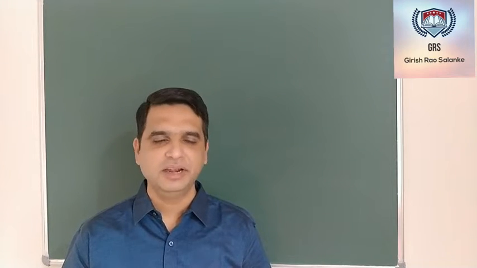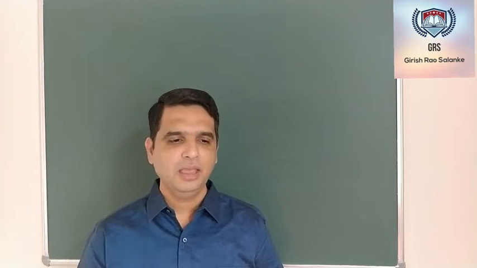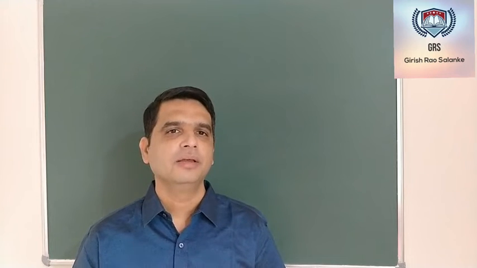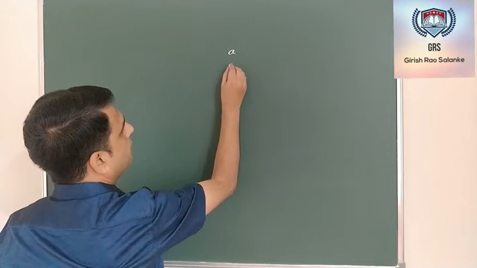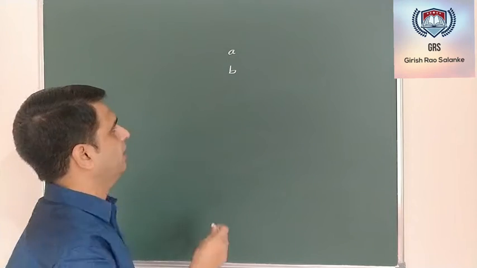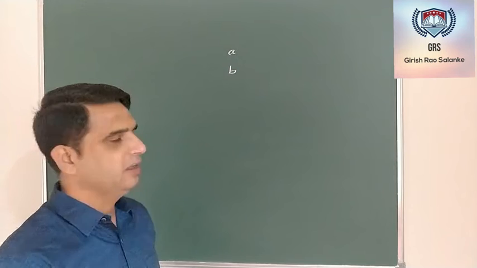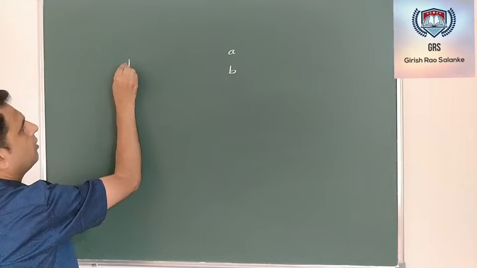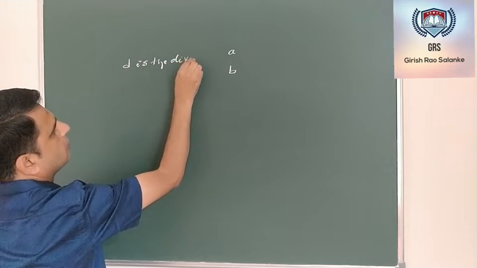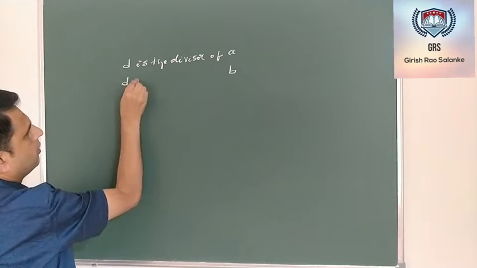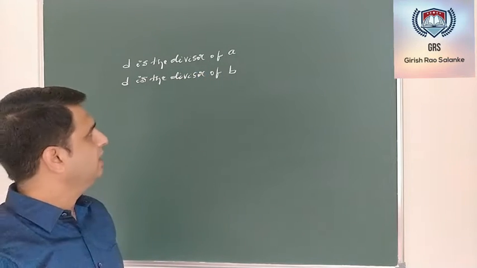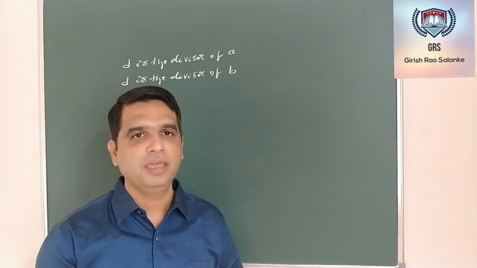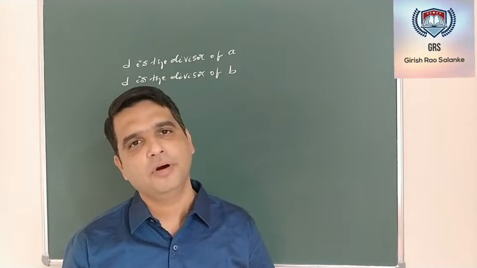Now coming to the concept of GCD, we all know that the GCD of two numbers A and B is nothing but the greatest integer which divides both A and B. Let me assume that A and B are two numbers, and both A and B have a divisor D. Let me assume that D is a divisor of A and D is a divisor of B. Then we say that D is a common divisor of A and B.